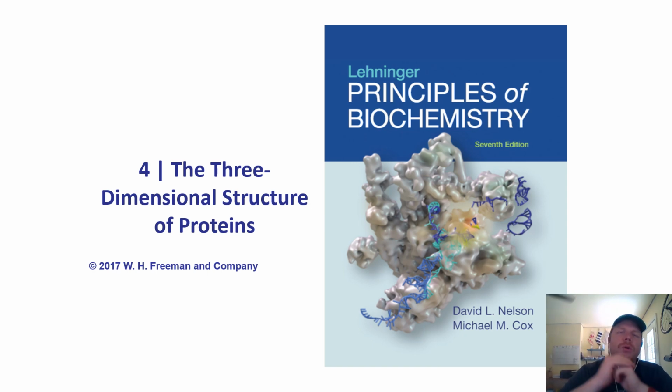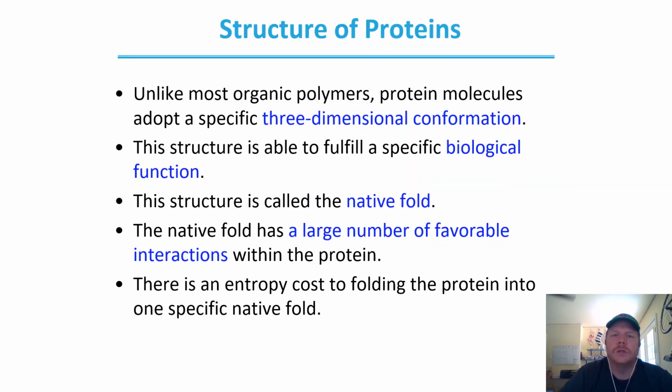All of that is very important on the individual molecule level, so looking at one of those amino acids, but it's also important in the scope of the overall three-dimensional polymer that is a protein. So unlike most organic polymers, protein molecules adopt a specific three-dimensional conformation. So based on the difference in amino acid sequence, they're going to adopt a different conformation. This structure is able to fulfill a specific biological function. This structure is often called and commonly known as the native fold.